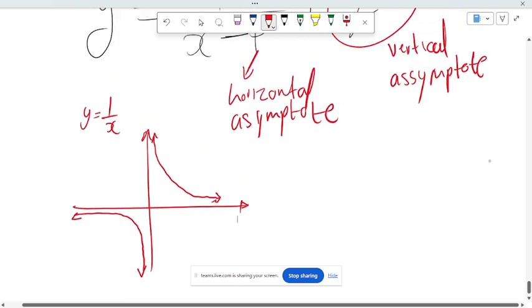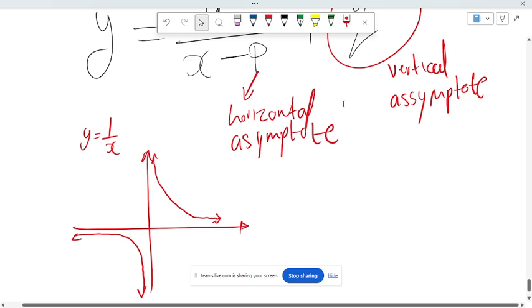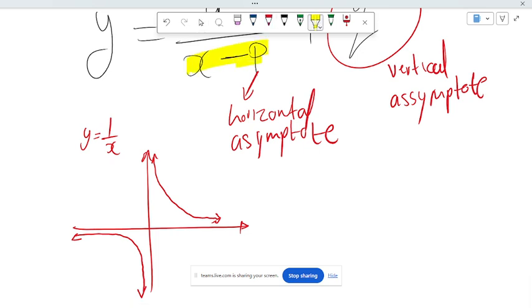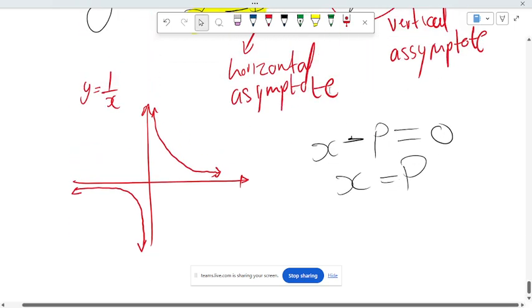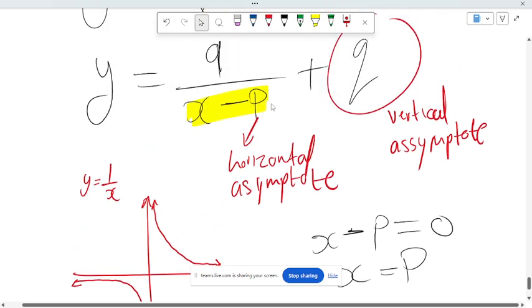So another way to solve for the asymptote: you just take this and equate it to 0 and solve. So you take x minus p is equal to 0, and then x is equal to p. That's your asymptote. That's the easier way where you don't have to think too much. Just equate this to 0 and solve for p.